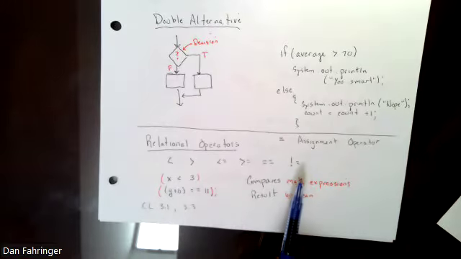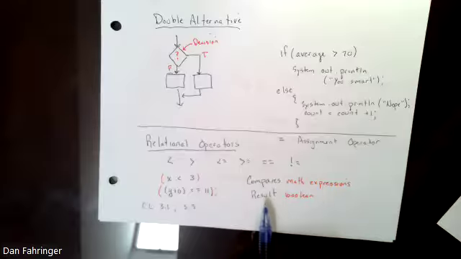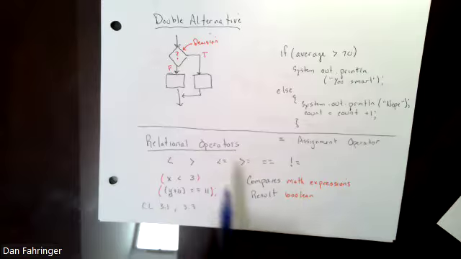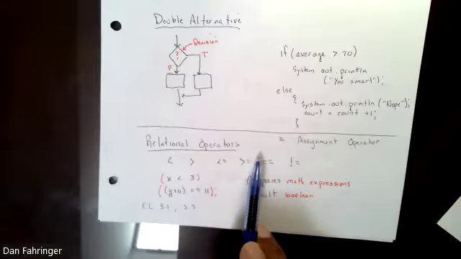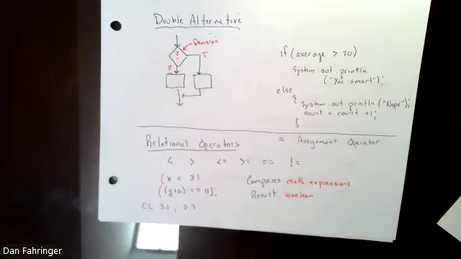There's the relational operators. There's six of them. You're going to tell me on the test. This is a test question. I think I even said that once. What do they do? They compare expressions. What's the result? A Boolean. How many are there? Six. One, two, three, four, five, and six. This is the equals operator. This is the assignment operator.